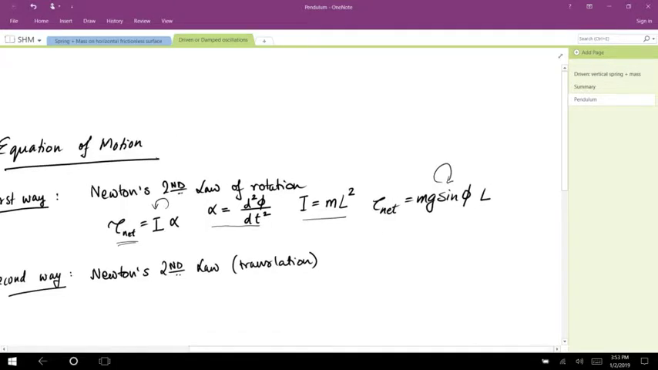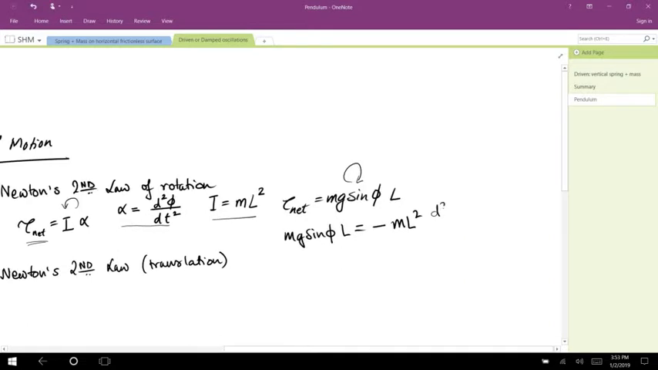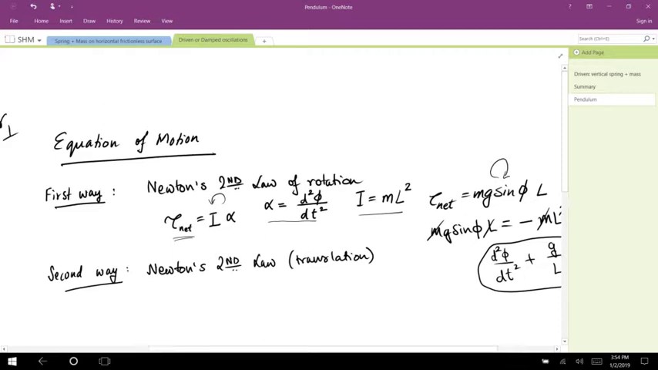So we can do that by writing mg sine phi times L is equal to negative I, which is mL squared, times alpha, which is d2 phi dt2. Okay, we can now just rearrange this equation. First of all, notice that the mass falls off from both sides of the equation. One of these L's cancels one power in the L squared, so we are left with an equation that looks like d2 phi dt2 plus g over L sine phi is equal to 0. So this is our differential equation using the first method.